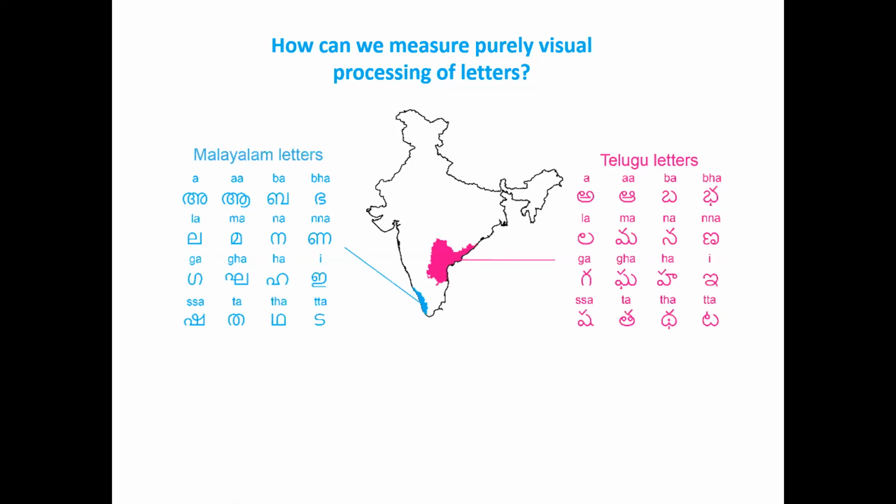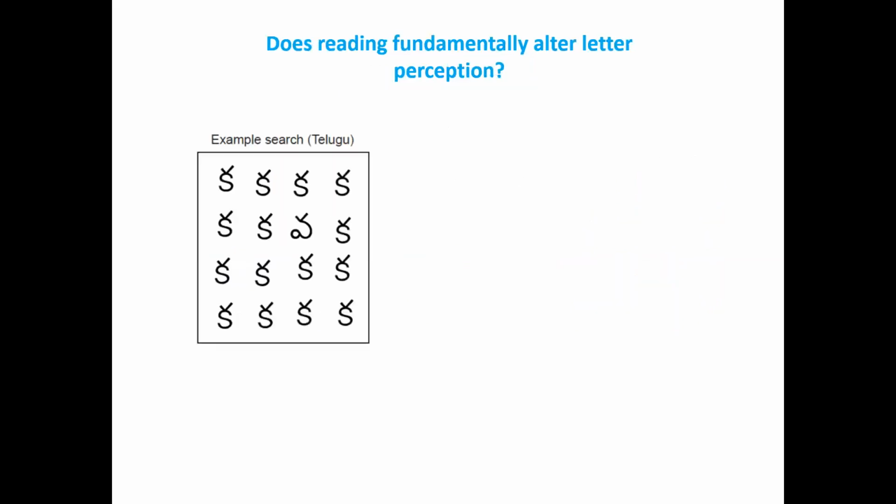And it becomes a great way to compare the effect of reading on visual processing, because almost everything else is the same, because the phonetics are the same, and they're all highly educated. There's no confounds because of literacy and so on and so forth. So that was a situation that we were able to exploit because of being in India. And so now what we decided to say is, well, a couple of questions, right? First of all, does reading fundamentally alter letter perception?